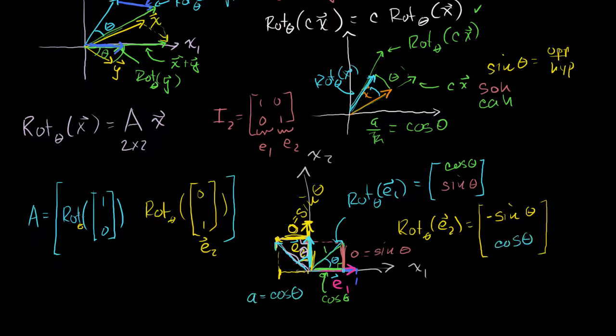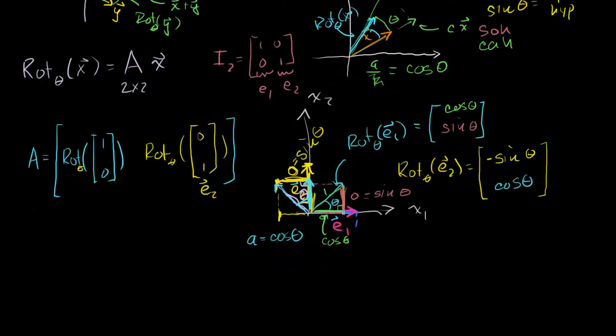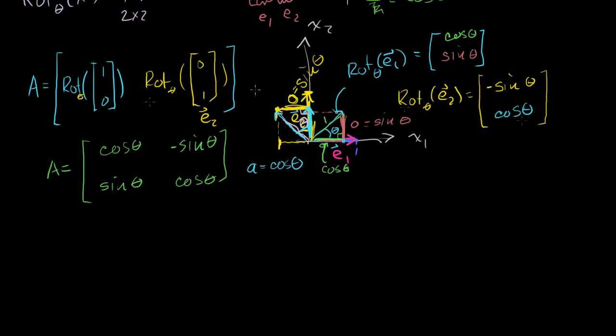So when we apply the transformation to each of our basis vectors, we get A is equal to the transformation applied to E1, which is cosine of theta and sine of theta, and the transformation applied to E2, which is minus sine of theta and cosine of theta. So now this is a big result. We've now been able to mathematically specify our rotation transformation using a matrix.